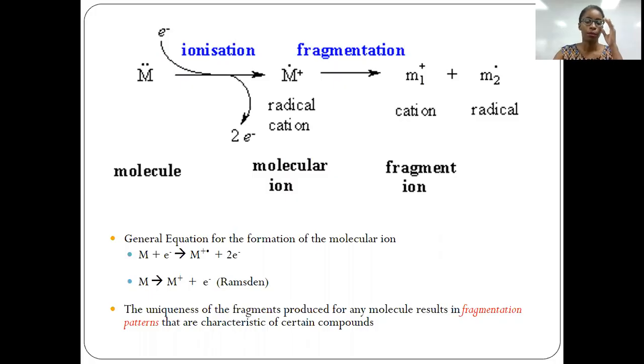Each mass spectrum has a unique pattern. No two compounds, no two molecules, no two atoms have the exact same fragmentation pattern. And that's what makes mass spectrometry so useful, because once you get a fragmentation pattern arising, you could very easily identify that compound, its entire structure.